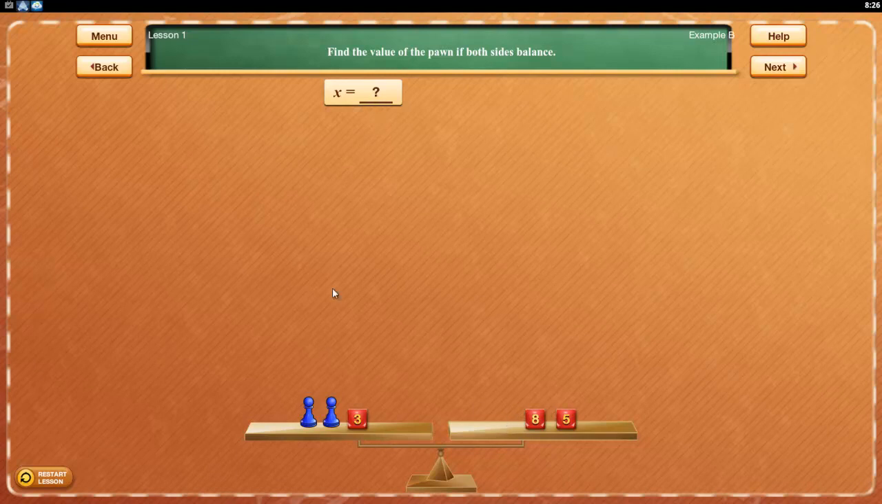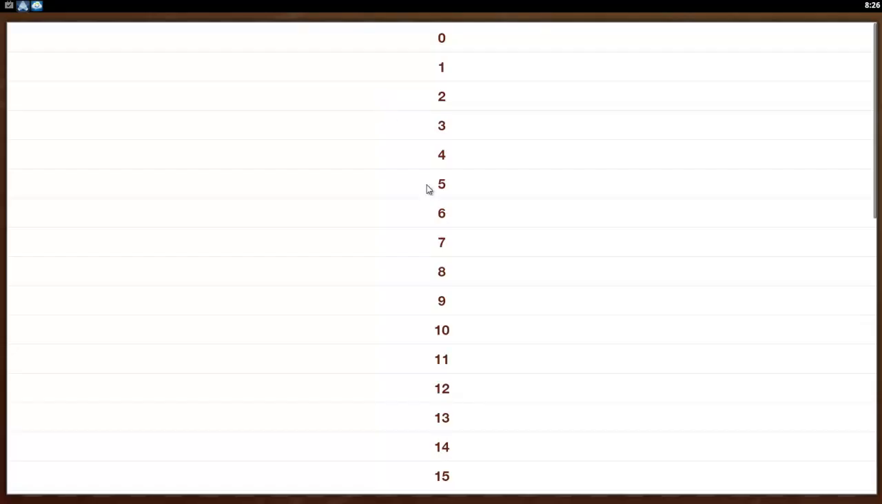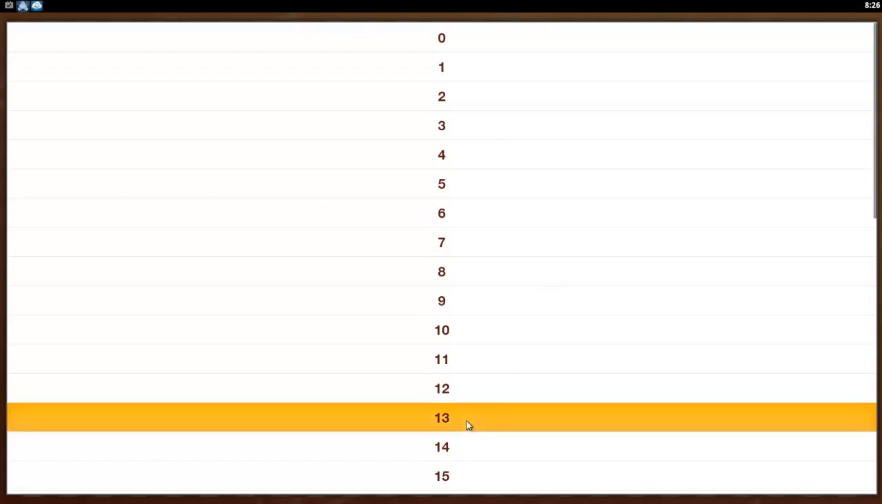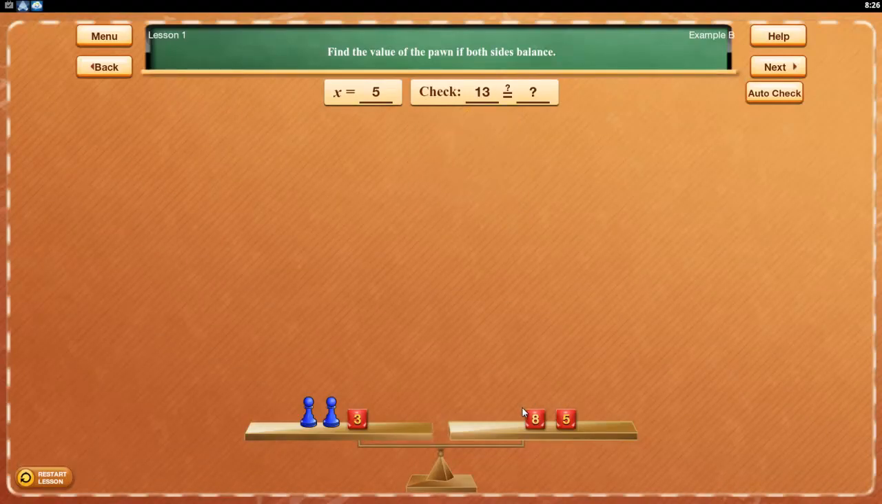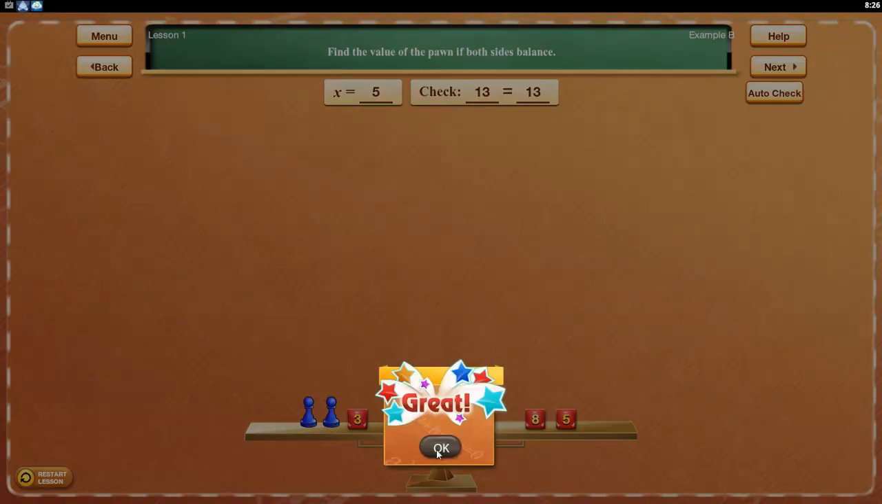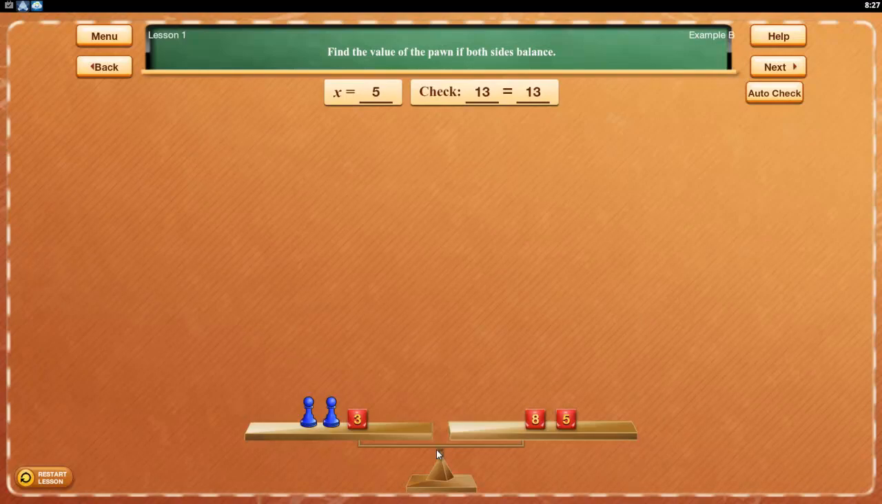So if we put in here that each pawn is 5, we can then check, indeed, if by replacing the pawn value with 5, we're going to have a balanced equation. So if we have 2 pawns, 2 multiplied by 5, it's 10, plus 3, 13. So I'm going to choose 13 on the left side. Now 8 plus 5, 13 on the right side. And the system announces that it's correctly done.